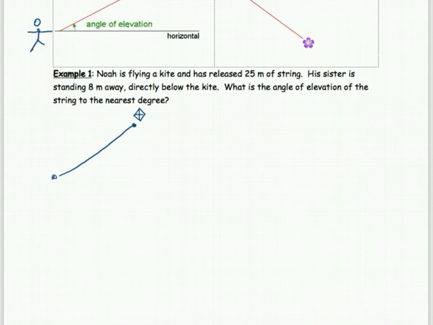Okay, so it won't be straight up in the air. I got into an argument with a student one year where, no, it should be straight up in the air like this. I'm like, no, it's always like this. And his sister, so this is where Noah is, and then his sister is standing 8 meters away.